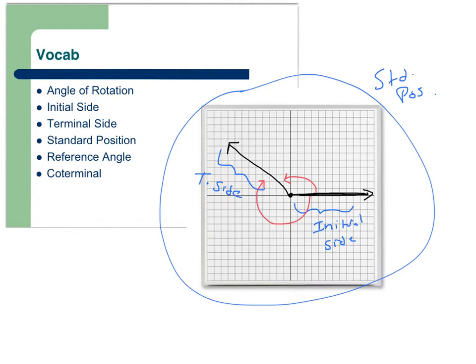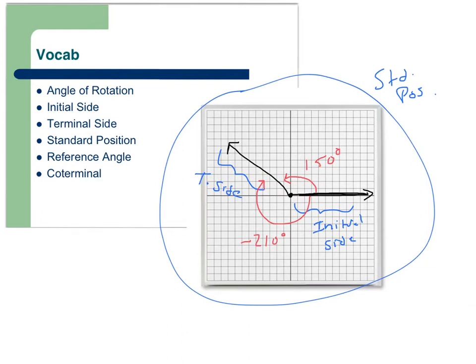Let's say this angle measurement is 150 degrees. Well, that means this one would be negative 210 degrees. Notice when I add their absolute values together, I get 360 degrees. When I rotate clockwise, this way, I'm going to be a negative angle. When I rotate counterclockwise, I'm going to be a positive angle.